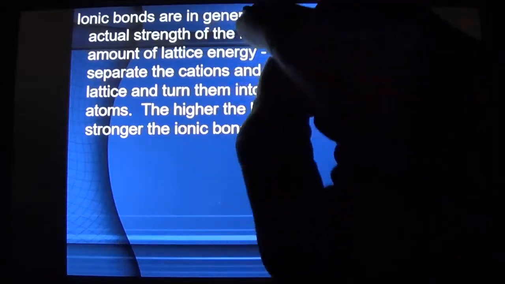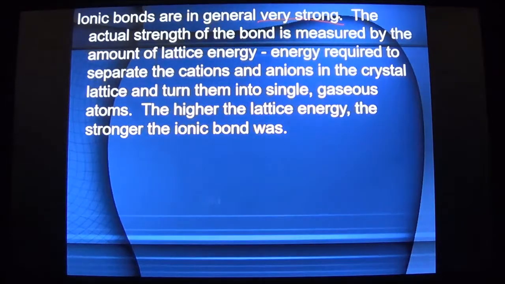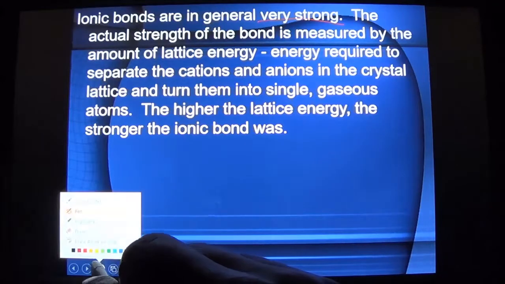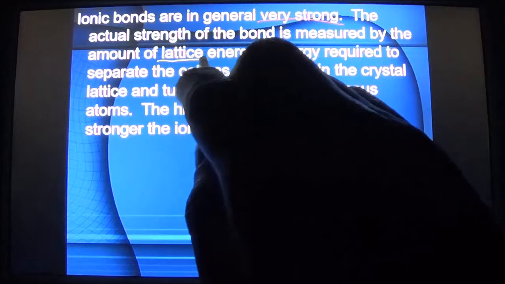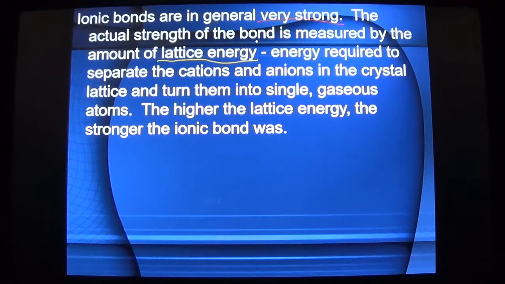So in general, ionic bonds are very strong. The actual strength of the bond, how strong it is, is measured in the amount of energy it takes to take apart the crystal lattice. So we call that the lattice energy. That is the energy it would require to separate those cations and anions that are in the crystal lattice and turn them into single gaseous atoms.